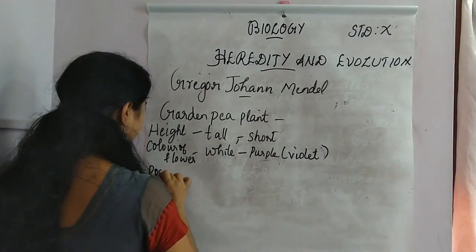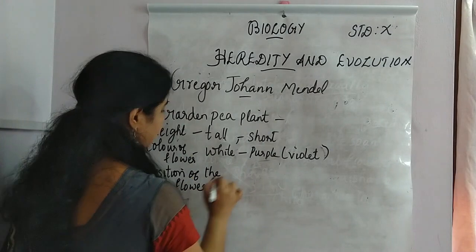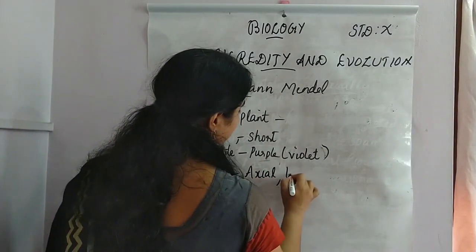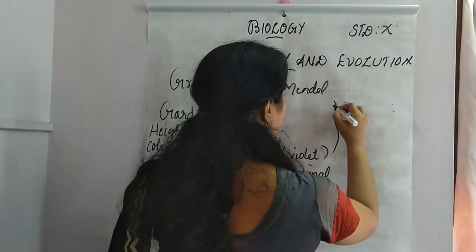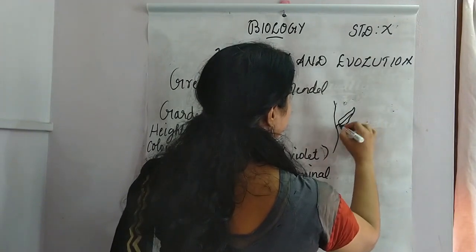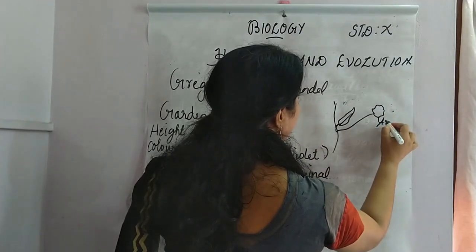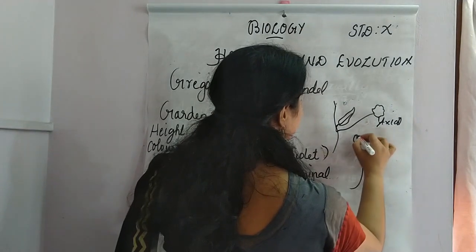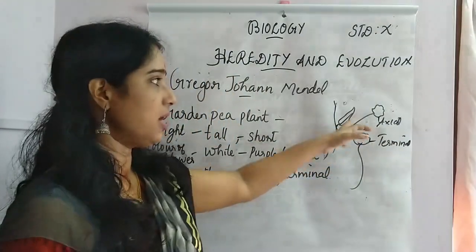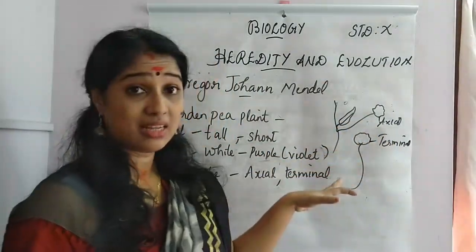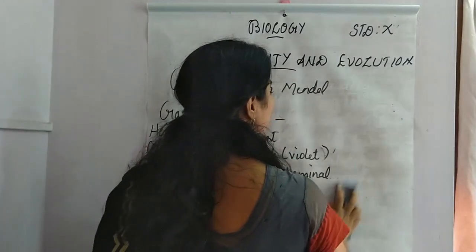Next one, position of the flower: axial or terminal. You know what is axial and what is terminal? Just imagine, if the flower is seen on the side, we call it what? Axial. If the flower can be seen at the top, we call it what? Terminal. So in some plants, he saw the flowers on the side, that is axial. In some plants, the flower could be seen at the top, that is terminal. That is the position of the flower.